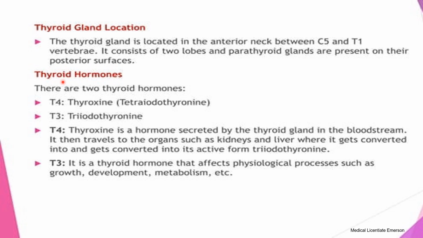So we have thyroid hormones. There are two thyroid hormones, T3 and T4. T4 we are saying thyroxine, also known as tetraiodothyronine. Then T3 we are saying triiodothyronine.